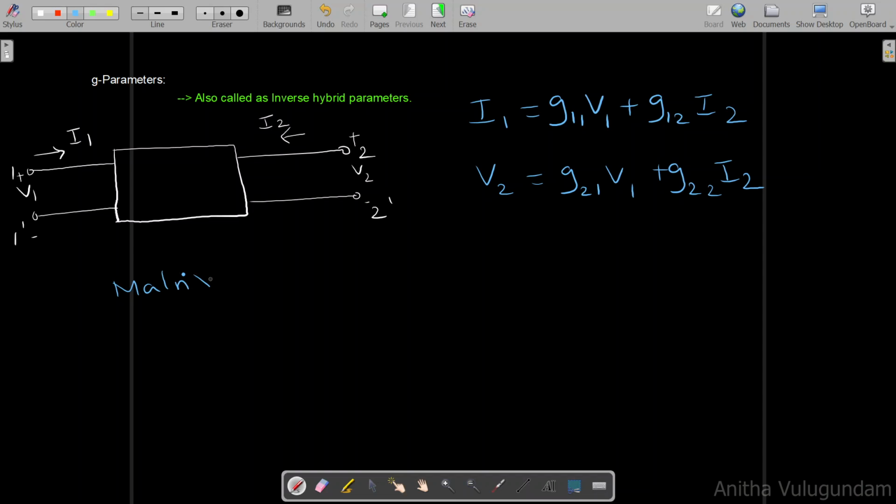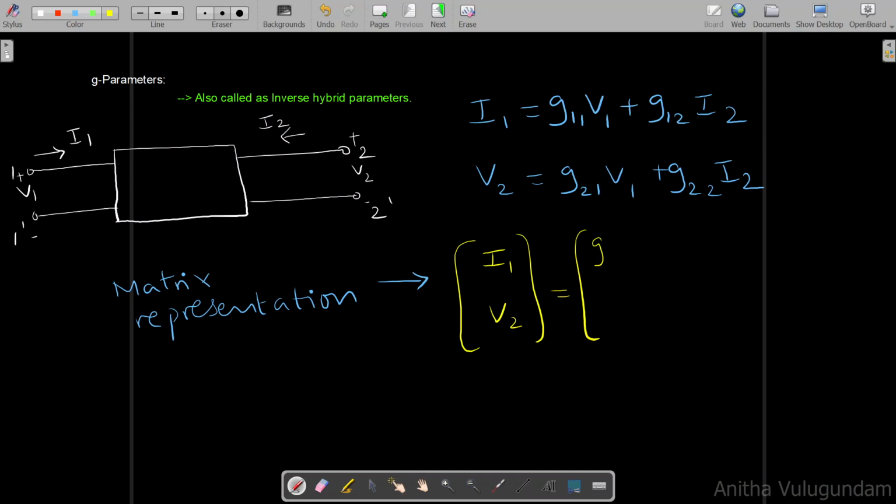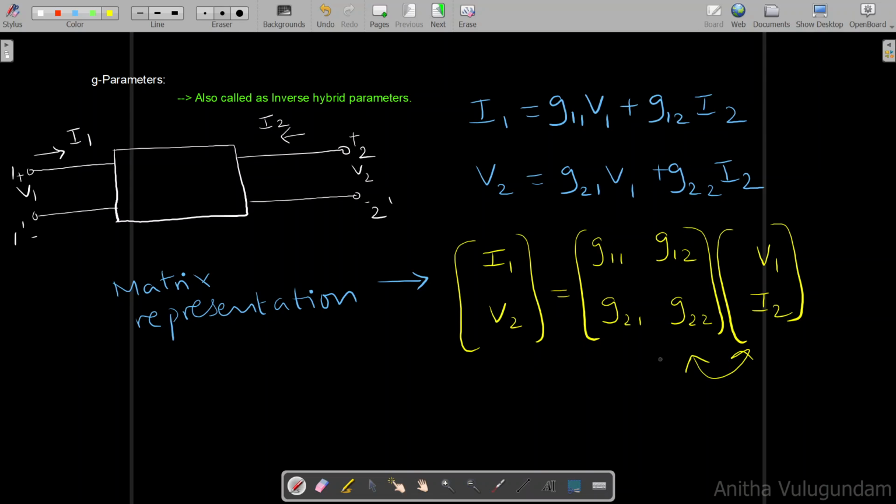Matrix representation for the above equations is given by: the column matrix I1, V2 equals the matrix G11, G12, G21, G22 times the column matrix V1, I2. If you multiply these two matrices and equate with the left hand side, we'll get the above equations. Let us define each and every parameter now.